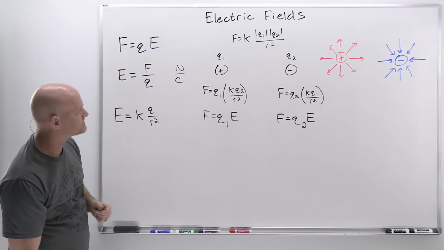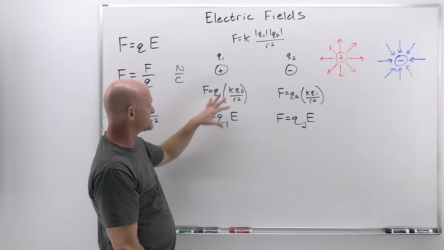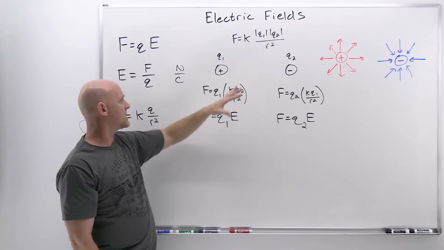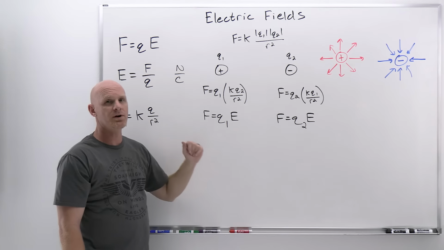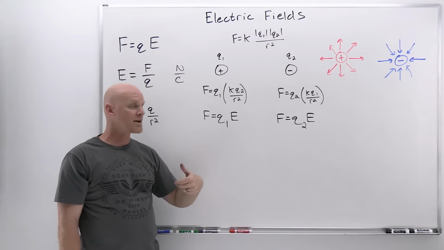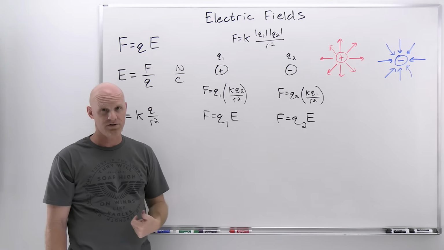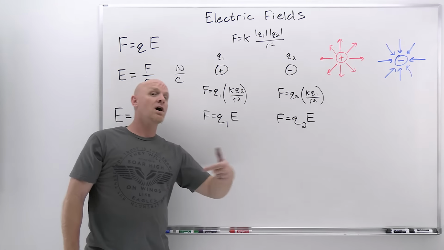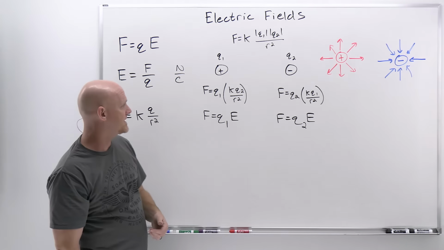All right, so students sometimes get confused about who's Q1 here and who's Q2, and how do I turn this into QE and things of the sort. Well, again, the Q in F equals QE, that Q is the magnitude of the charge that's feeling the force. And why is it feeling a force? Because there's an electric field caused by the other point charge at its location.